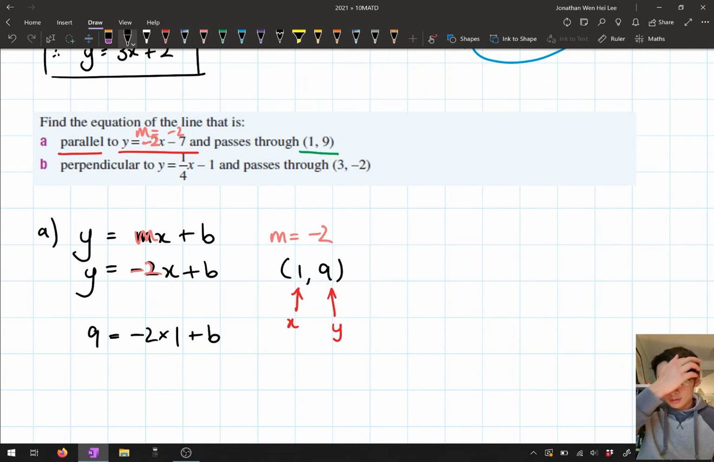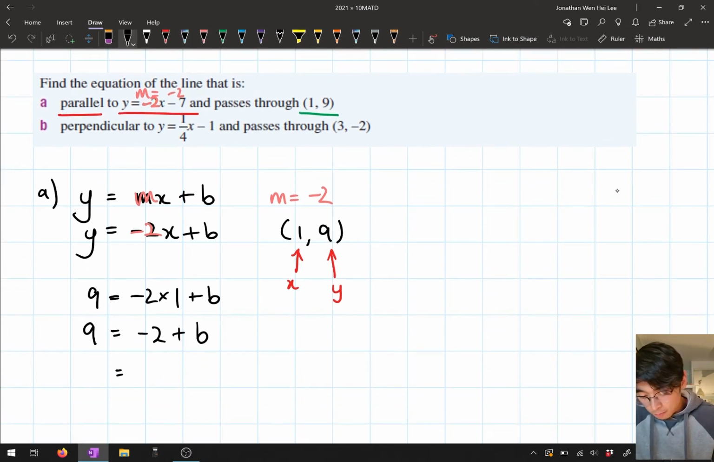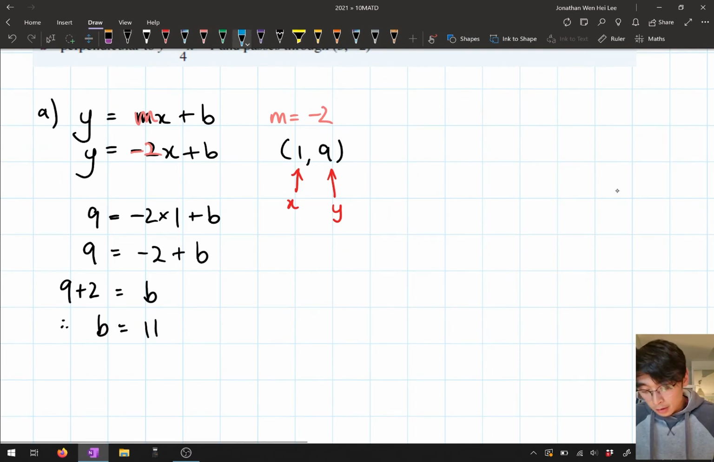Okay, let's start to simplify this. On my left hand side, the 9 doesn't change, is equal to -2 times 1 just gives me -2 plus b. What we want to do here is find the value of b. On the right hand side, I have -2 plus b. I want to move that -2 to the other side so I have b by itself. If I move that -2 to the other side, it becomes a +2. So b is equal to 9 plus 2, which is 11. This is my other value, and I just replace it in my equation.